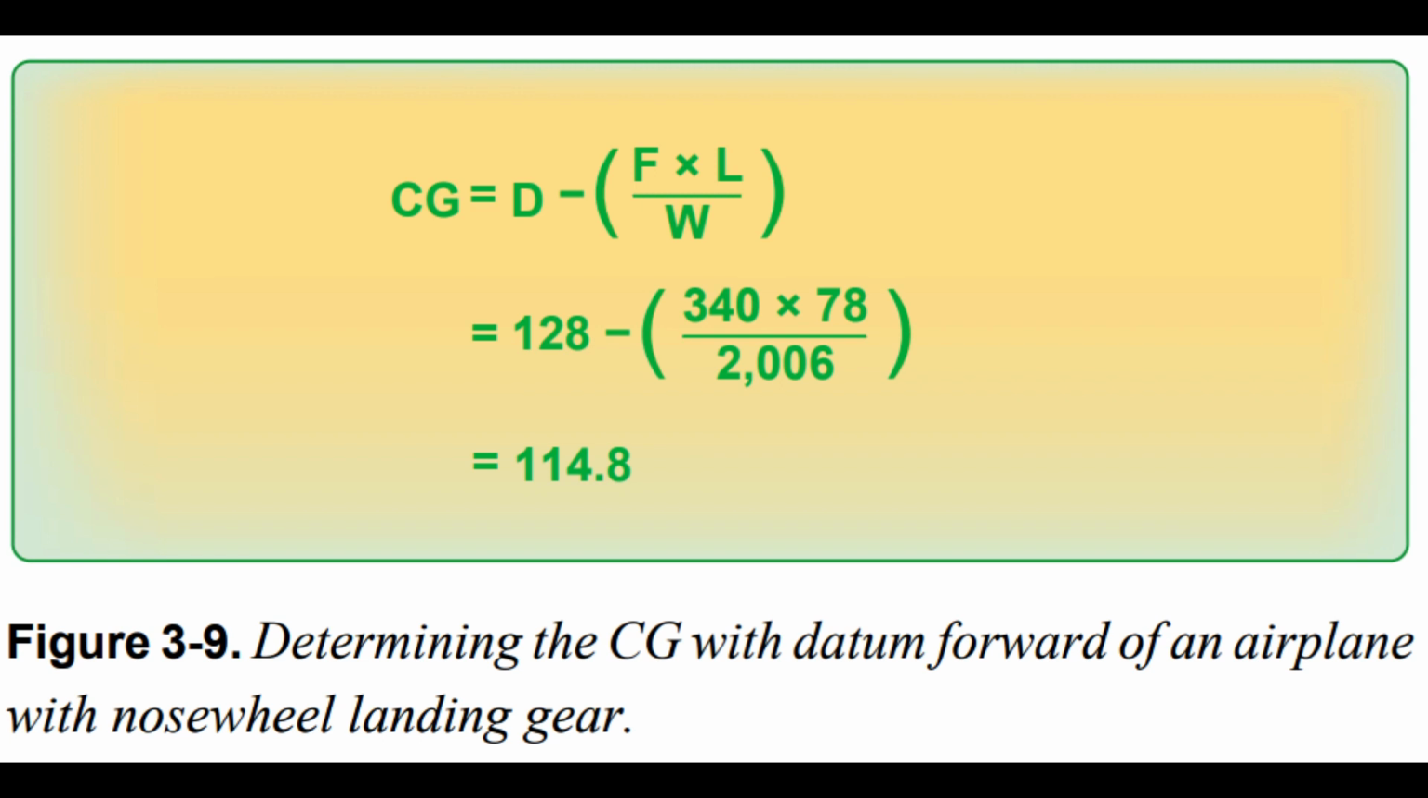The CG is 114.8 inches aft of the datum. This is 13.2 inches forward of the main wheel weighing points, which proves the location of the datum has no effect on the location of the CG if all measurements are made from the same location.